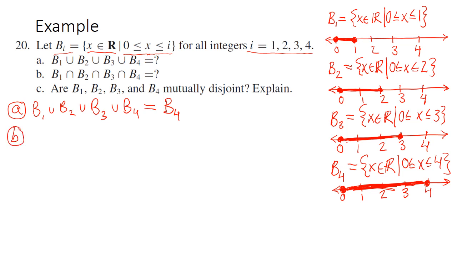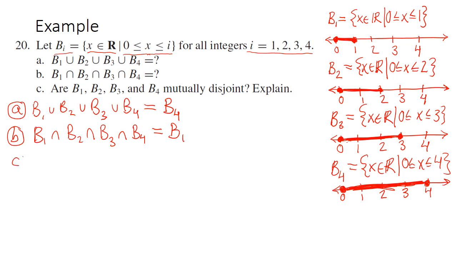Okay, part B, the intersection. So the intersection is going to be anything that is in B1 and B2 and B3 and B4. You really want to think of the union as just like the word or, and the intersection is just like the word and. So we're looking for things that are in all 4 of these sets, and hopefully you can see from the illustration that's going to be B1. B1 is included in every single one of those sets.